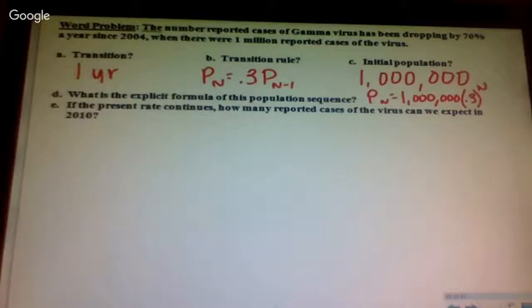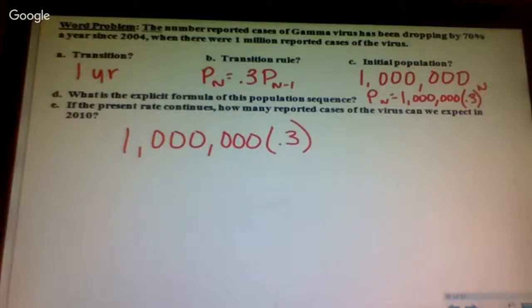If the present rate continues, how many reported cases of the virus can we expect in 2010? So we're going to use your explicit formula. What's going in for n? 6. I started in 2004, I'm now in 2010, so I raised this to the 6th power. Should this be going up or down? Down. It's dropping by 70%. You should end up with a small number compared to a million. 729 reported cases.